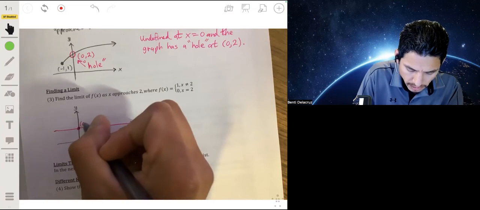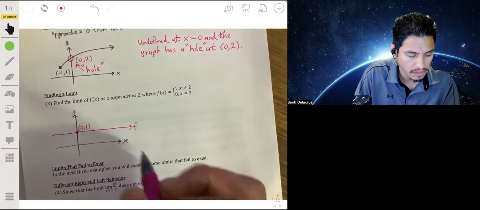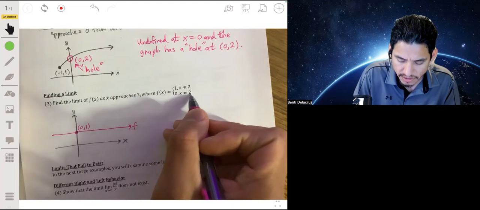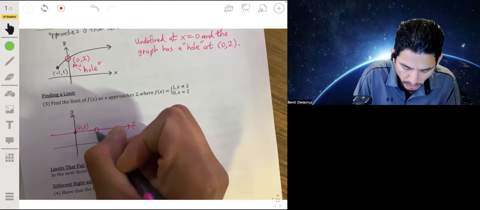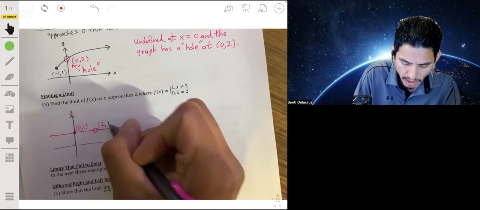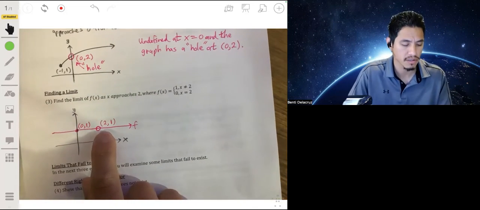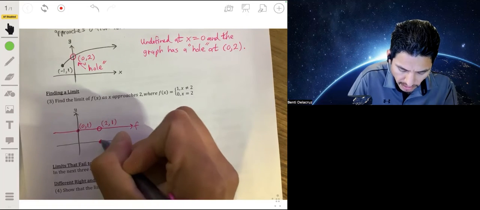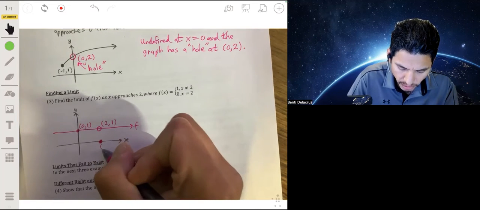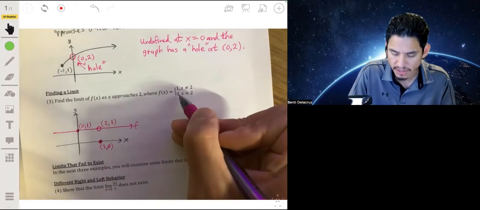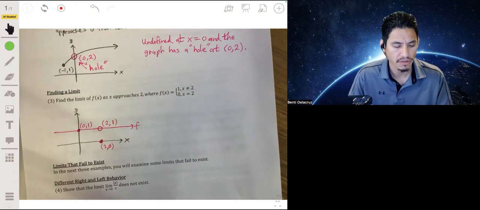Goes through the point 0, 1. But at x is 2, we have a hole again. At 2, 1, we have a point discontinuity or a hole, but instead you have a point at 2, 0 because we're told that the function is equal to 0 when x equals 2.